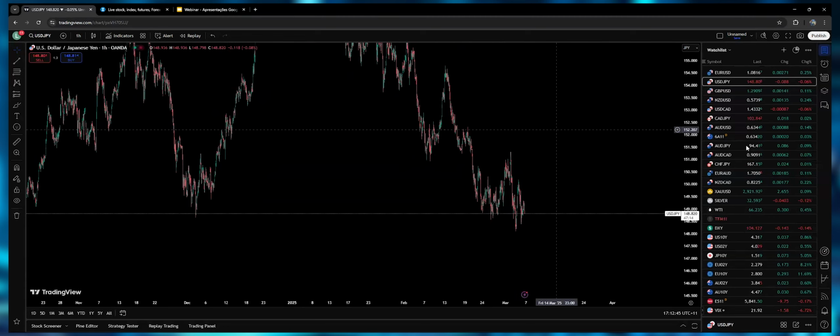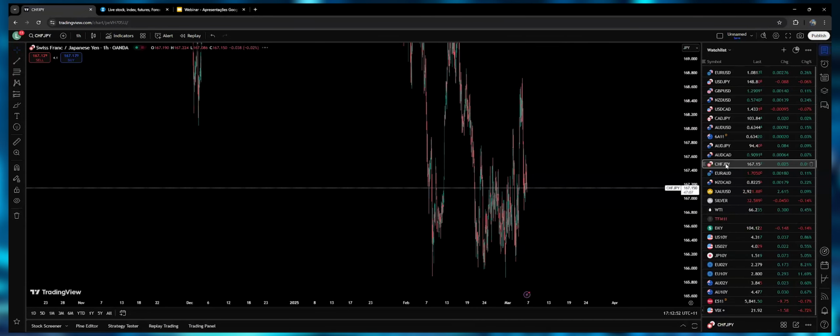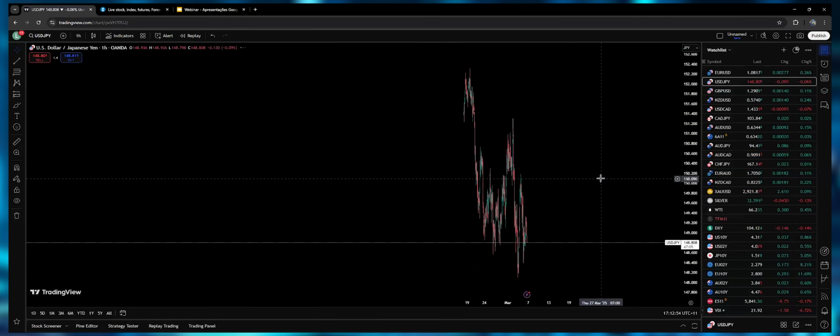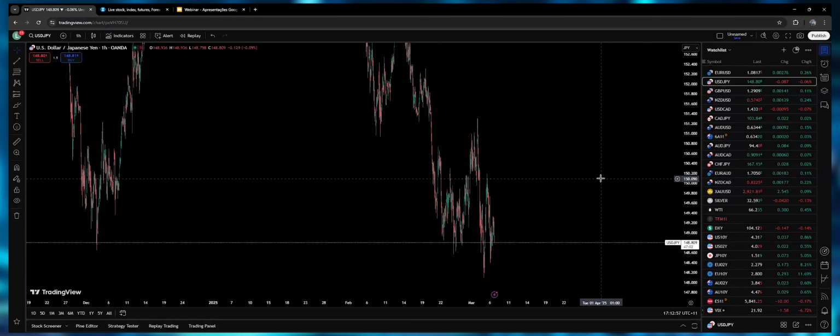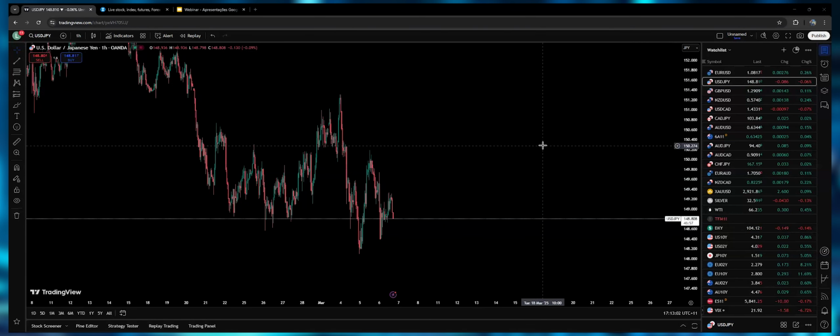Well, the reason is, if we have a look at other pairs like AUD JPY and CHF JPY, none of them are moving, because the market is waiting for the next forward guidance of the Bank of Japan. Remember I mentioned that Japan had been on a negative interest rate policy for a long, long time. Then suddenly they moved to a positive interest rate policy, and afterwards they increased the rates again and then again, so pretty much three consecutive rate hikes.